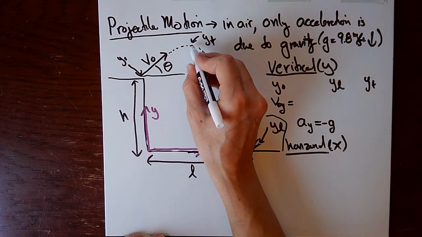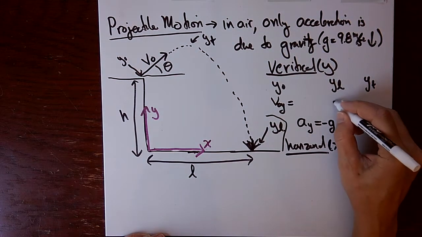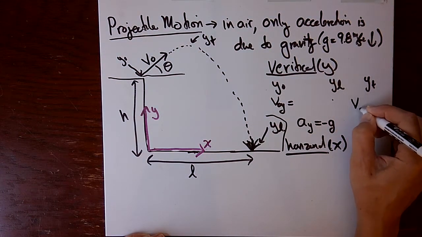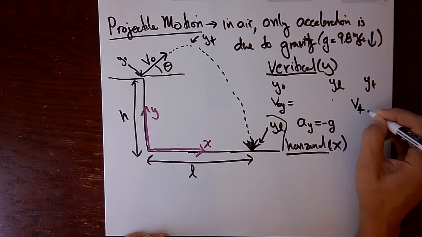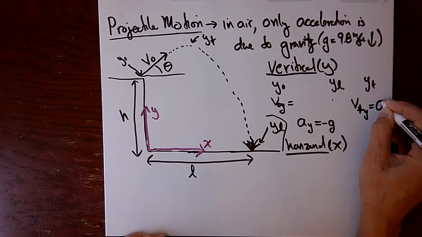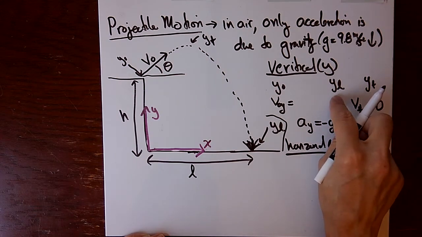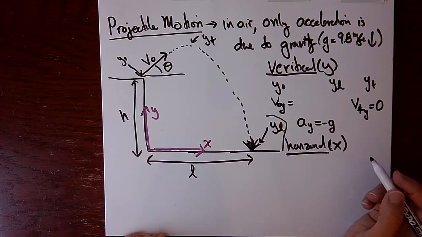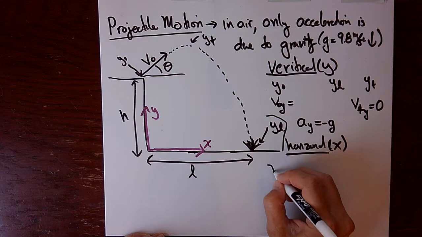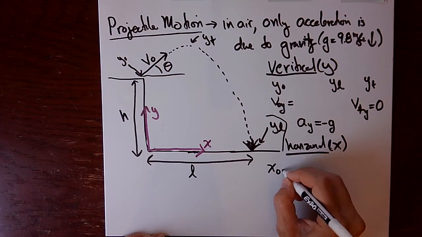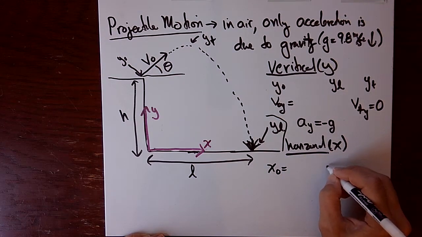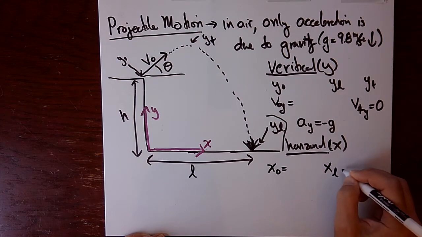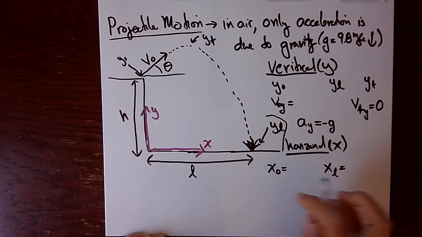I did say that the y component of the velocity at the top, the y piece, that's going to be 0. And maybe I know something about the landing velocity, but maybe not. Horizontally, well, I might know the initial horizontal position. I might know the horizontal position where I am when I land. That's L, in fact.